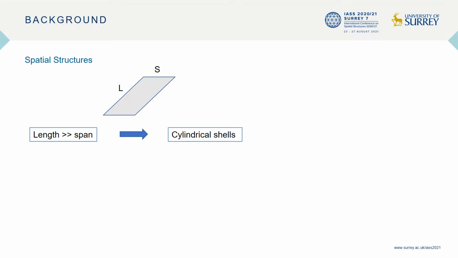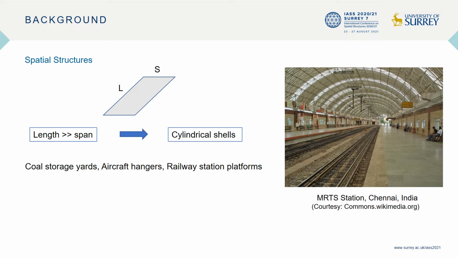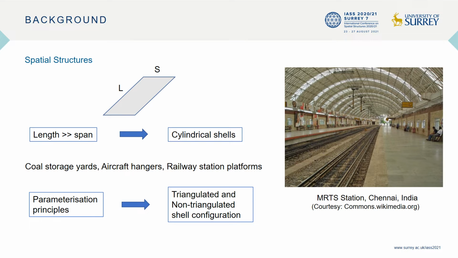First of all, let's go through a small introduction on the parameters of the configuration. Cylindrical shells are used when the length is much greater than the span of the space to be covered, like relay station platforms. Parameterization principles can be utilized in the creation of different shell configurations.